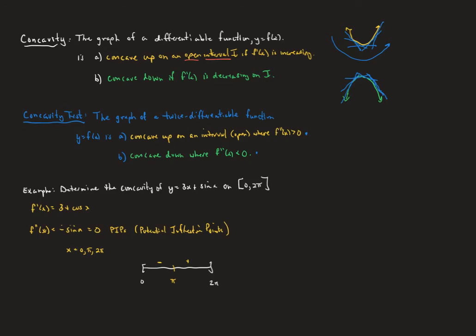So we would say then that the function f is concave down on that interval from, we could either use interval notation and say 0 to pi, or we could say 0 strictly less than x, strictly less than pi, and we could say f is concave down on that interval from pi to 2 pi, or likewise we could say x is between pi and 2 pi. Notice they are open intervals.